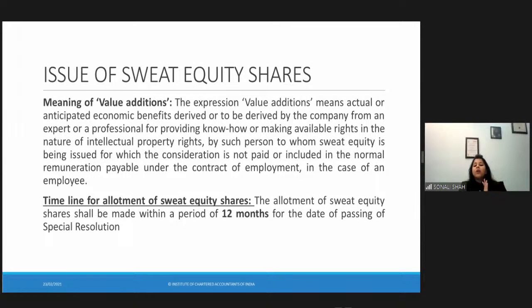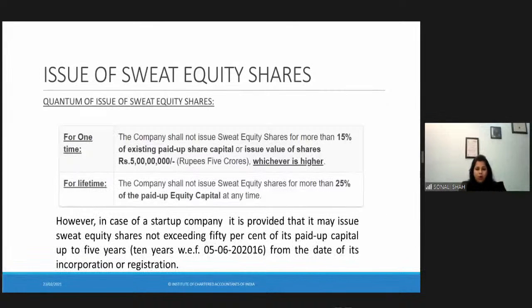So the allotment of the sweat equity shares has to be made within 12 months from the date of passing of resolution. So the special resolution under which it is authorized to issue the sweat equity shares, 12 months from that date, the sweat equity shares have to be allotted to the employee.